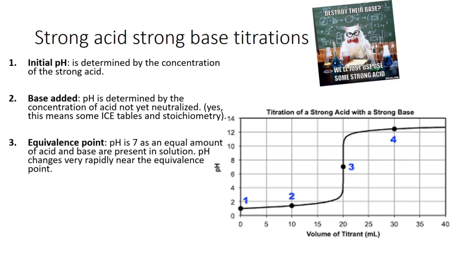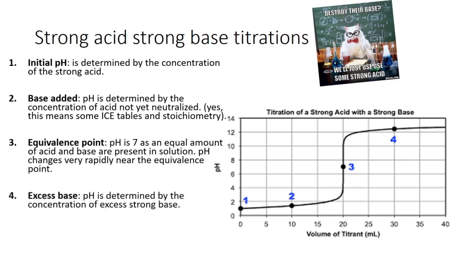And for a strong acid, strong base titration, the pH is going to be 7 at the equivalence point because equal amounts of acid and base are present and so have neutralized everything. And for a strong acid, strong base titration, the pH changes very rapidly near the equivalence point. As you can see on the graph, the line is pretty much vertical there. And then in 4, that top section of the graph, that's where you have excess base, and so you can determine the pH at that point by looking at the concentration of the excess strong base.